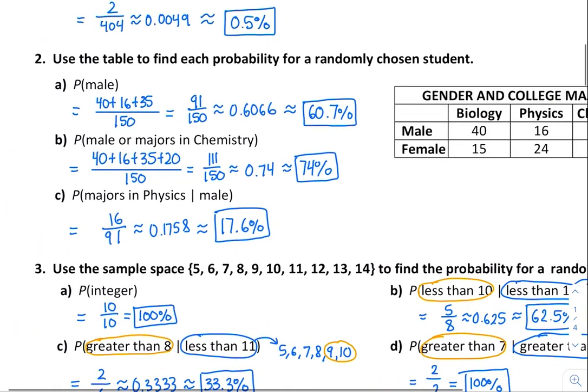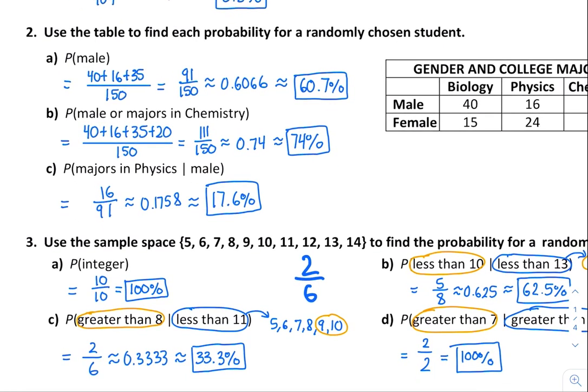Okay, part C. Probability of greater than 8, given less than 11. The numbers less than 11 are right here, which are 6 numbers. Now, we have to find the probability that it's greater than 8 given what we have here. So greater than 8 is 9 and 10. So it's 2 over 6, which would be 0.3333, which is 33.3%.